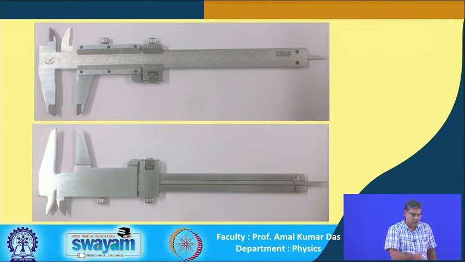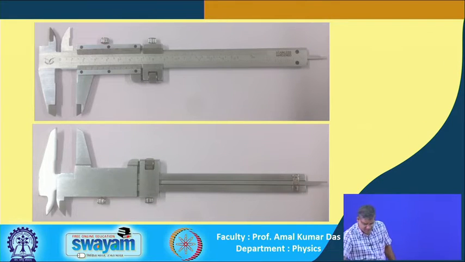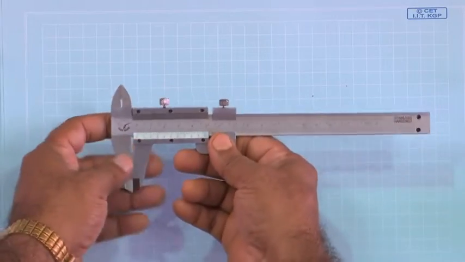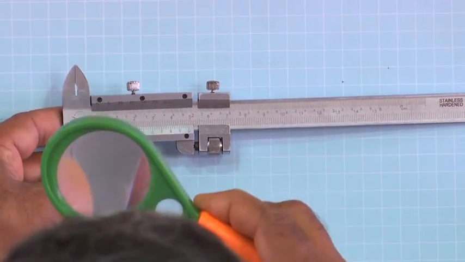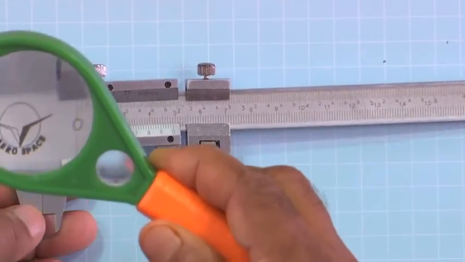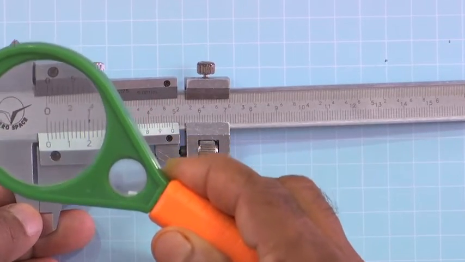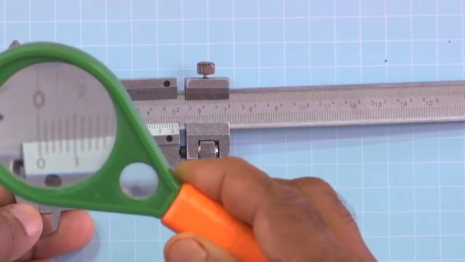Okay. So, as I showed earlier, this screw gauge, right. So, it has no zero error, as I showed you, it has no zero error, right.